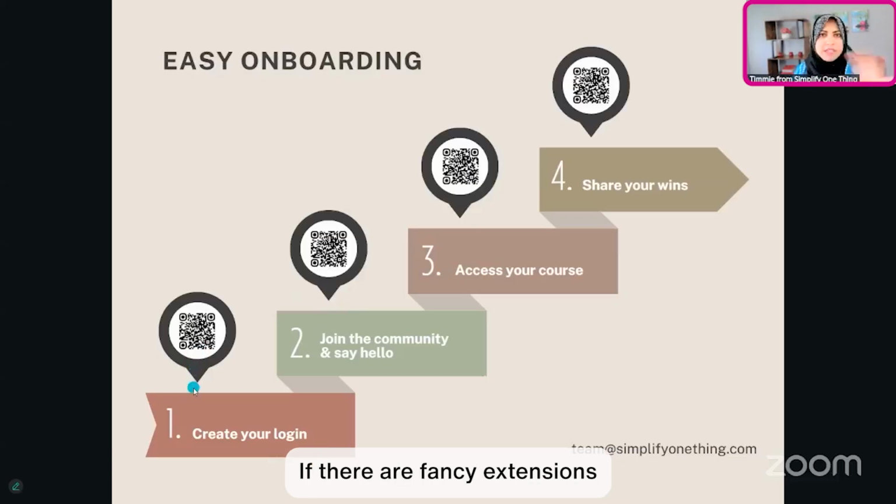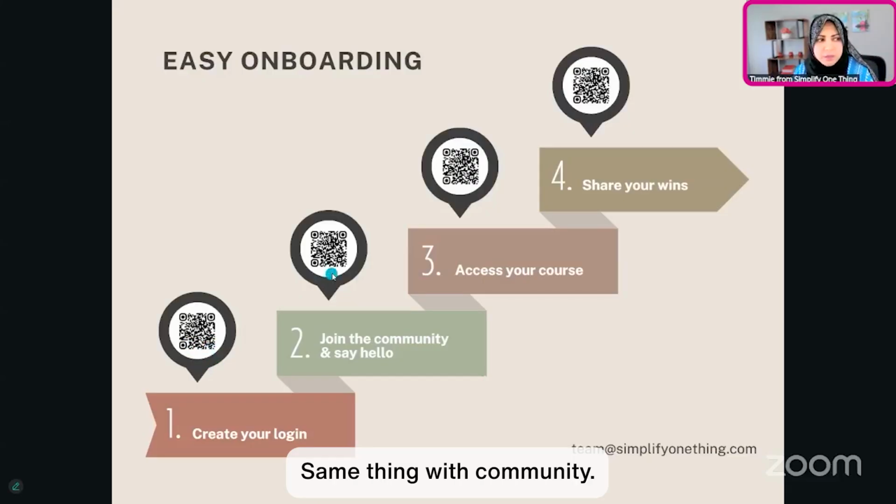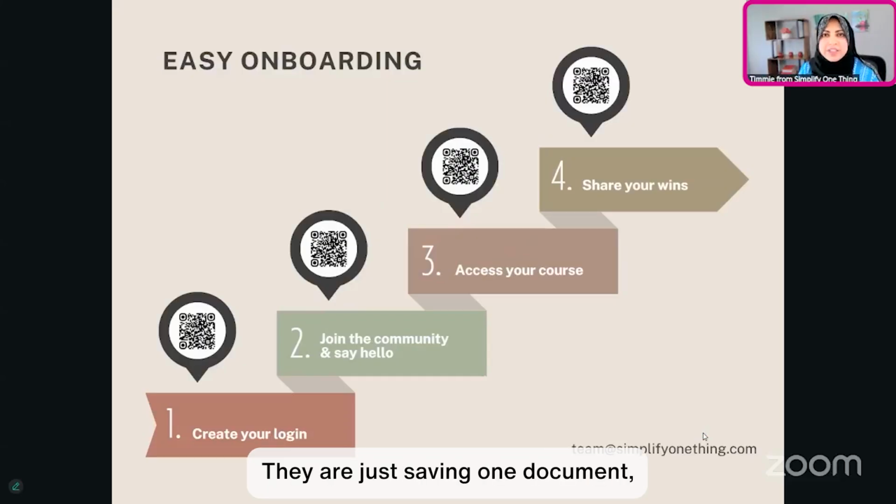If there are fancy extensions or additional apps that you can install with Canva, those may let you do that, but the native functionality within Canva does not let you go back and edit the link that's tied to the QR code. So with OneTech, you are able to swap out that link. Same thing with community, you're able to change the link. So that makes it super duper powerful. And then also from your end user's perspective, they don't have to worry about 4 different links. They're just saving one document, maybe one picture on their phone.